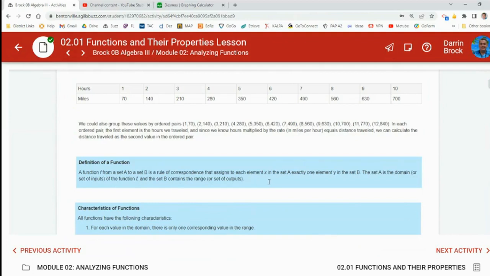Very college-y, wordy sounding, doesn't it? Very mathematician sounding. What does that mean? Well, we've always talked about a function in high school, but for every x, there's only one y.